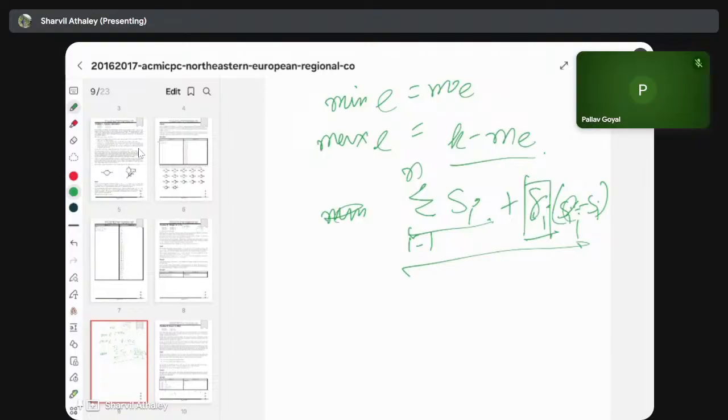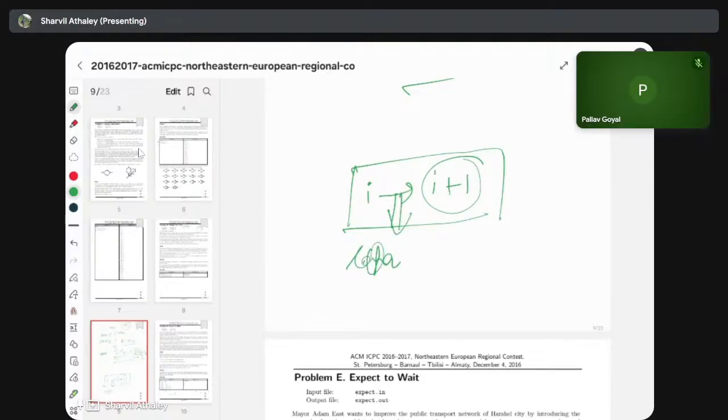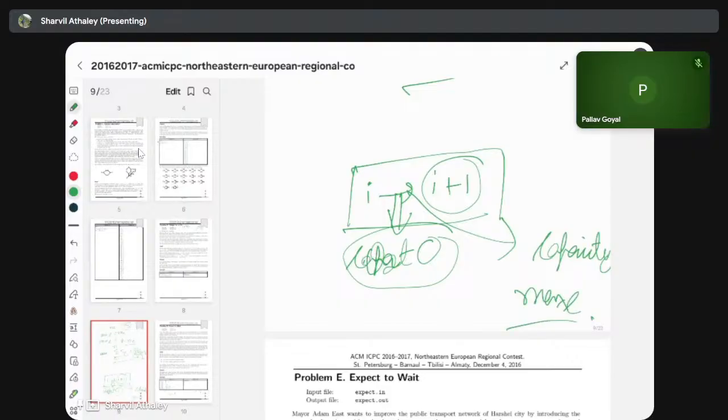So let's take the case when min e is equal to 0 and max e is greater than or equal to 0. So we can see that for vertex i to i plus 1, min e is equal to 0, so we can keep the cost as 0 because nothing is added, and the capacity as maxi, since there can be at most maxi flows from the start.